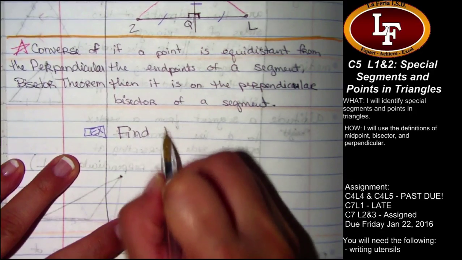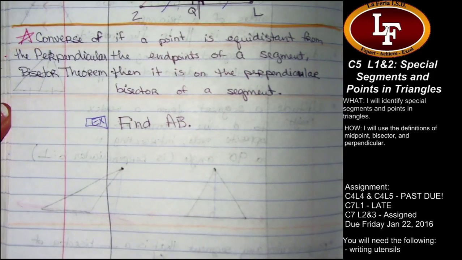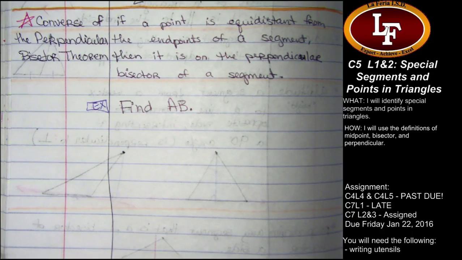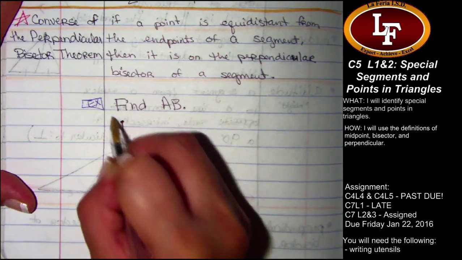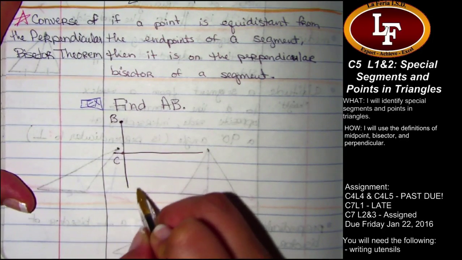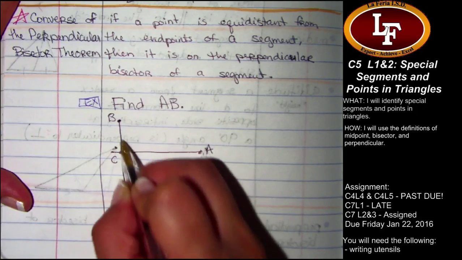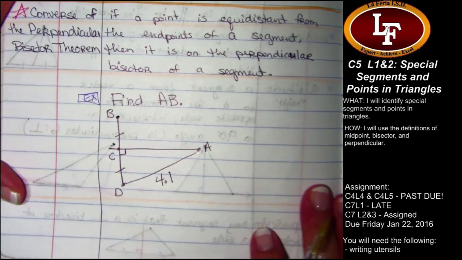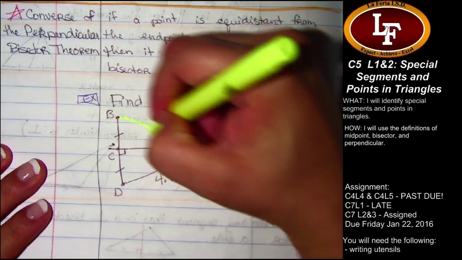The example tells us to find AB. Notice how there is no symbol attached to the letters A and B. That means that we're not looking for a segment or a line or a ray, but for the distance between those two points, the length of that segment. Here's what the figure looks like. I have B up here, C here, D down here. A is going to be this way. I'm told that there's a right angle here, those two are congruent, and this distance is 4.1. And that's all I'm told. From that, I'm trying to figure out that length.